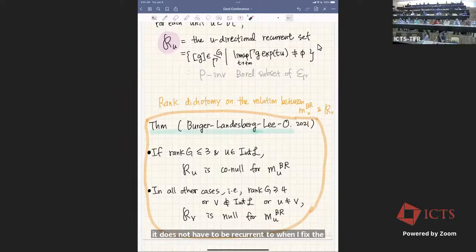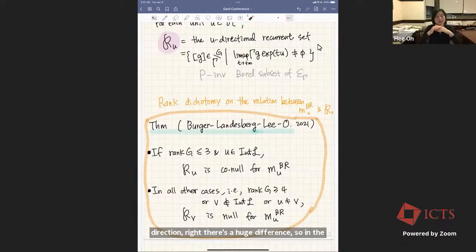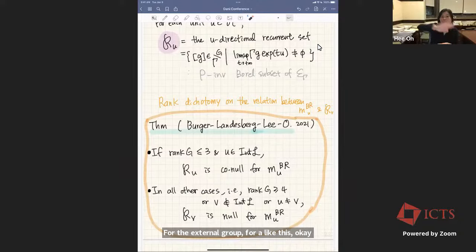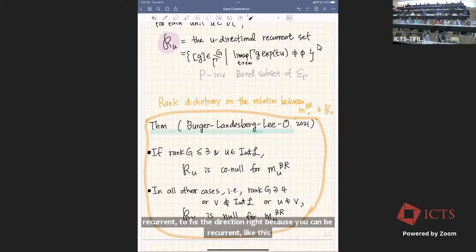So in the Anosov case, if I look at the full A, this higher rank A, then it is also true the limit set consists of the conical limit points for the action of full A, okay? But now I'm not looking at full A, I am looking at a one-dimensional flow. So recurrent for the full A, of course, does not mean that you are recurrent for a fixed direction, right? Because you can be recurrent like this. Yes. So it is that difference.